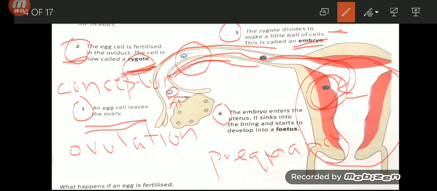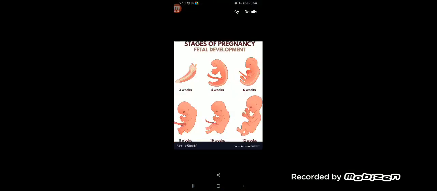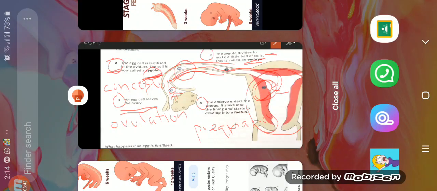Okay, I wanted to show you a picture here. These are the stages of pregnancy, fetal development. This is the embryo at 3 weeks, then 4 weeks, then 6 weeks, 8 weeks, 10 weeks and 12 weeks. At 12 weeks, you can see that this embryo has become a proper human being. So I hope now you know what happens if the egg cell is fertilized. Simply, if the egg cell is fertilized, a woman will become pregnant and she will give birth to a new baby.